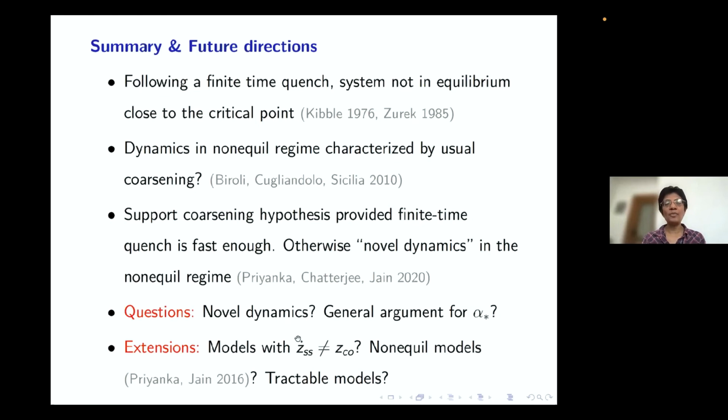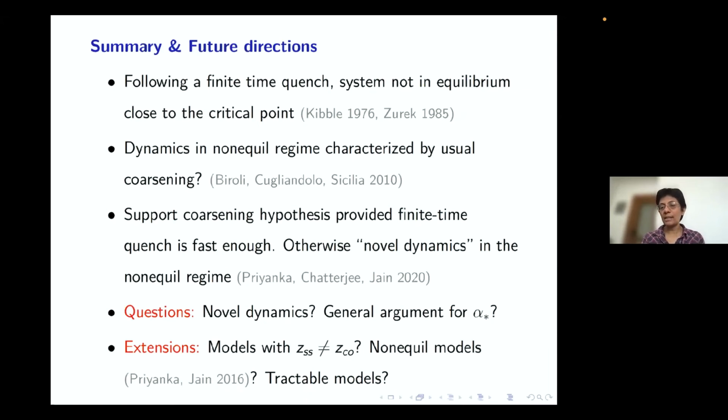There are lots of problems that we would like to understand and extend this further. We would like to also study other models where these 2 experiments are unequal. Most of the studies are on equilibrium models, and we would like to extend these studies to non-equilibrium. I'm aware of only one study, which is our study. Basically, non-equilibrium models with slow quench are just not studied. I don't know of any other study.